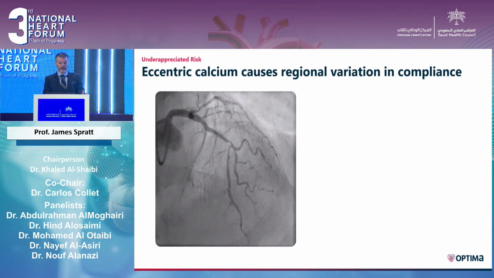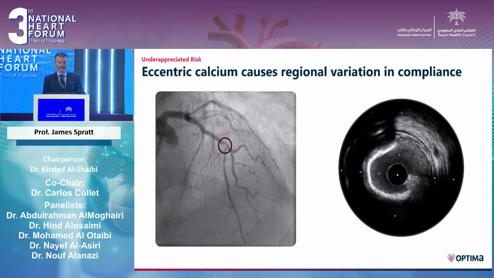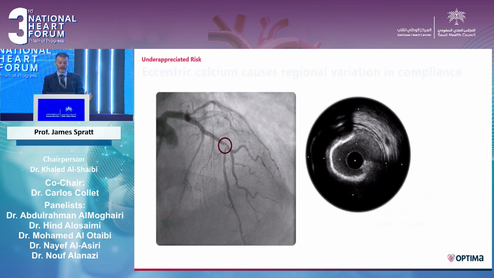So here you've got another LAD D1 lesion. Let's look at the imaging. Classic eccentric calcium. It's black, deep to the IVUS, so it's probably dense calcium. And critically on the right, you can see the trilaminar structure of the artery, so that's elastic tissue. So what happens when you blow up a balloon?